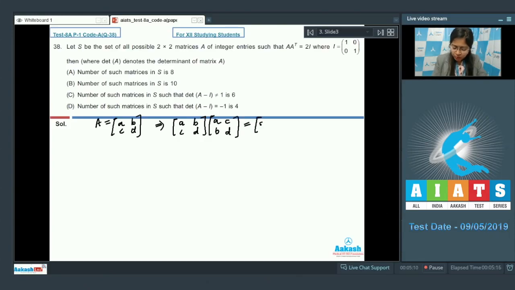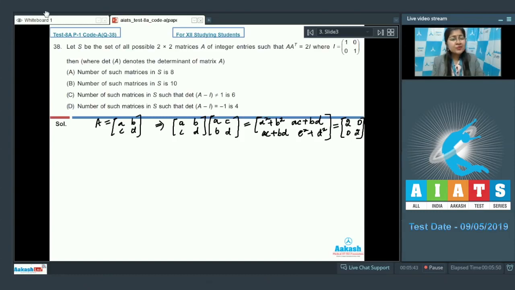So this will be equal to the matrix a square plus b square, ac plus bd, ac plus bd, c square plus d square. And this is given to be equal to 2I, that is 2 0 0 2.